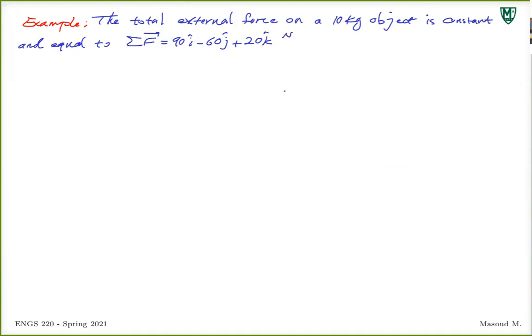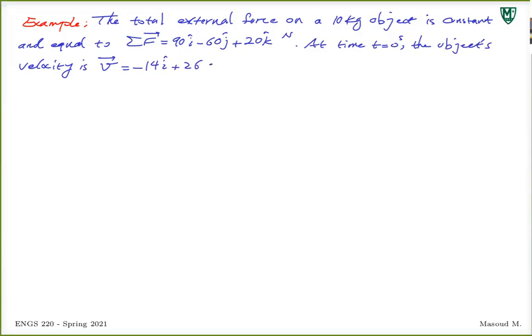Or better to say, the non-zero net force. Now what we're asked is, at time t equals 0, probably second, the object's velocity is v, the vector, equal to minus 14i plus 26j plus 32k meters per second.